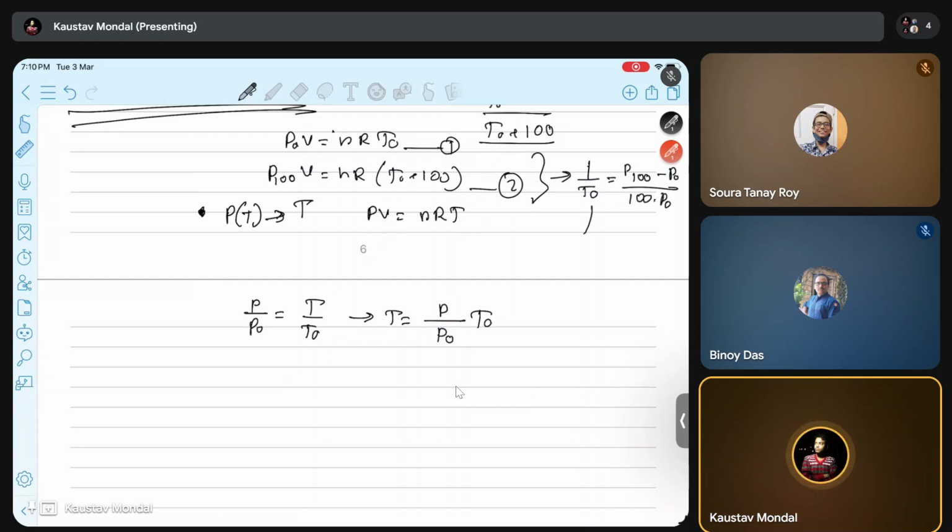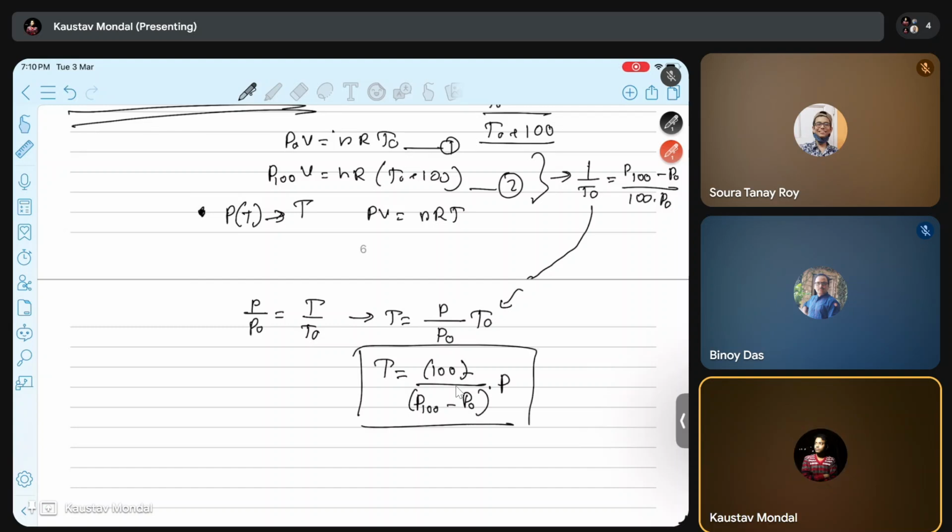If you substitute this 1 by T0 expression here, this gives you T = 100 by (P100 minus P0) into P. In this way, if you calculate the pressure at two reference temperatures P0 and P100, we can calculate the temperature where this P is being measured.